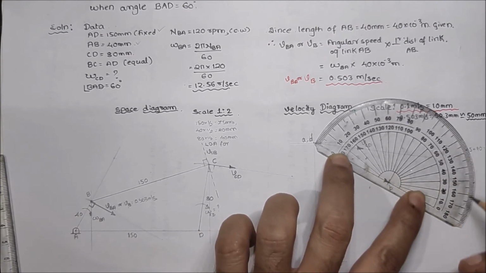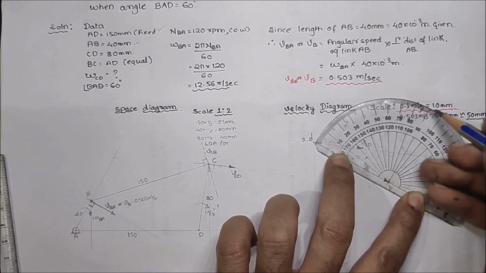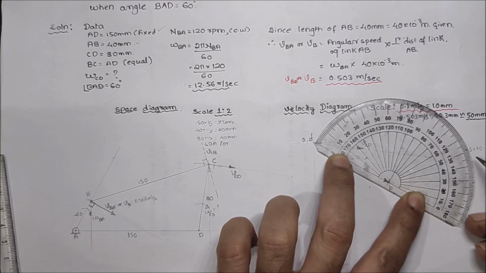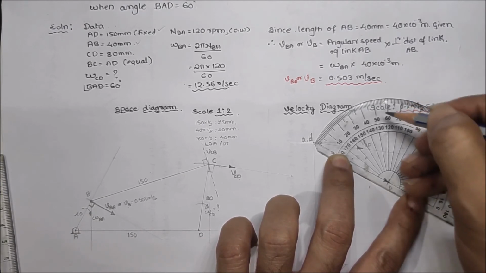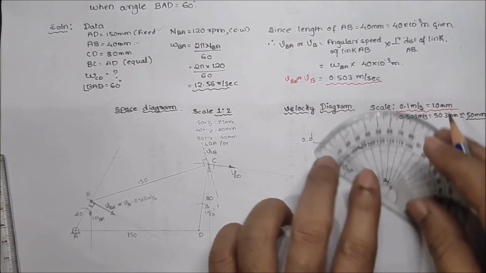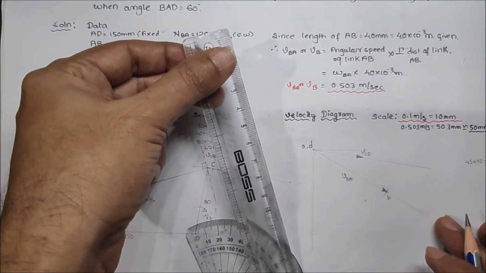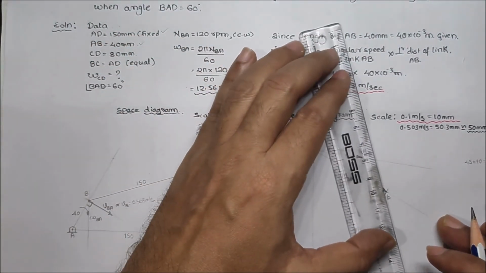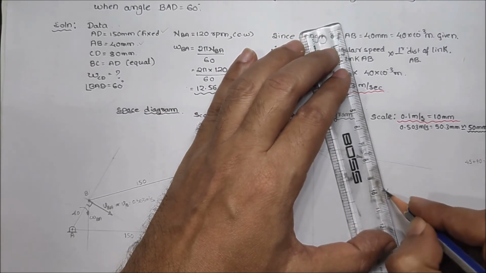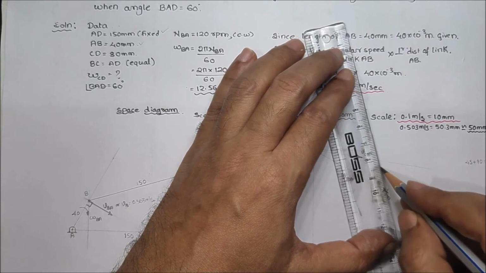Okay, so from here what we are going to measure, we are going to measure first 45, then 90. So it will be 45 plus 90, so it will be 135. So we got the point here. Then from point B, I am showing, from point B draw a line which is passing through.